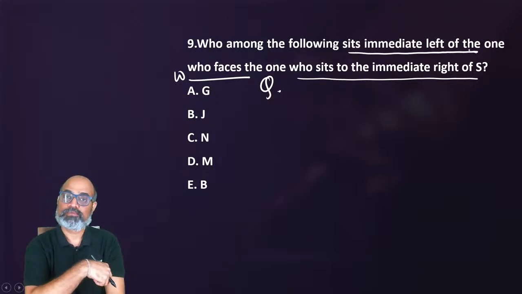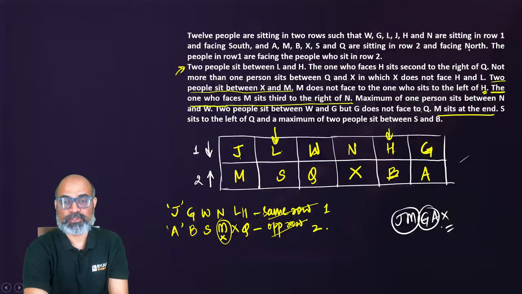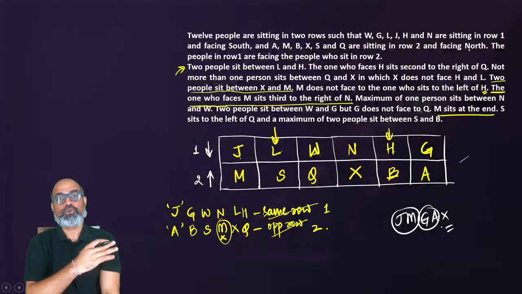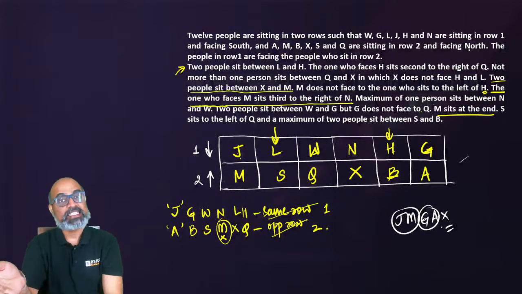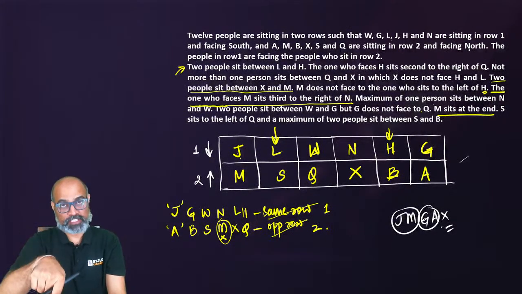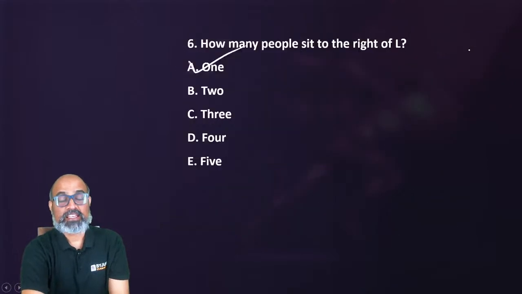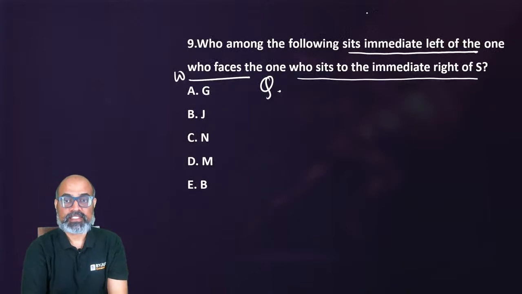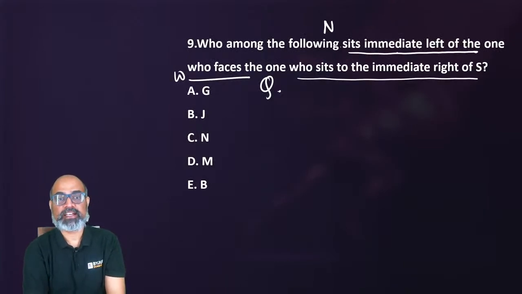Now once we got W, we have to find out who sits immediate left of W. So W is over here. Who is immediate left of W? It's N, right? So you have to position yourself at the position of W. So we can say that N sits immediate left of W. W is the guy who faces Q and Q is the guy who sits to the immediate right of S. So N is our answer.